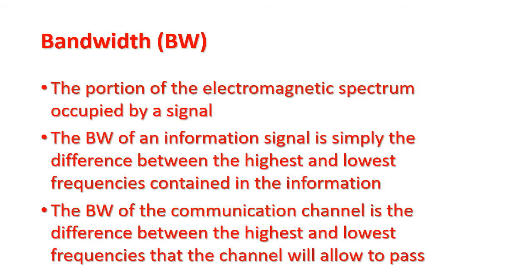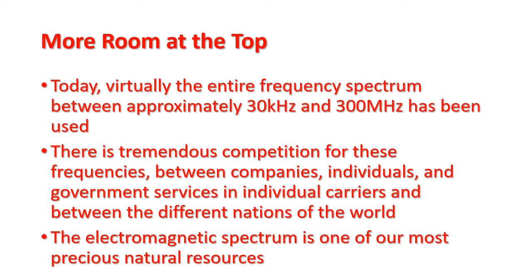Bandwidth and information capacity. Bandwidth. Bandwidth is a portion of the electromagnetic spectrum occupied by a signal. The bandwidth of an information signal is simply the difference between the highest and lowest frequencies contained in the information. The bandwidth of a communication channel is the difference between the highest and lowest frequencies that the channel will allow to pass.